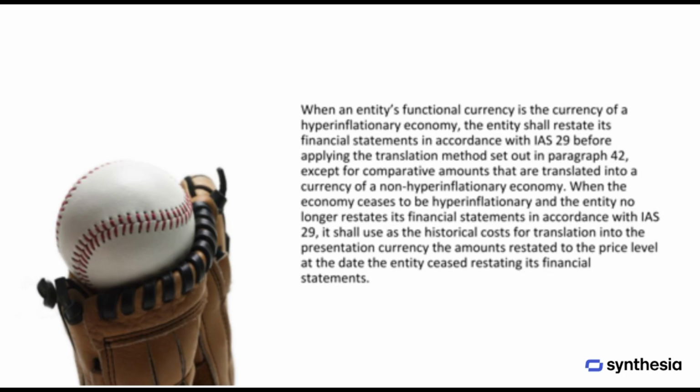When an entity's functional currency is from a hyperinflationary economy, it must first adjust or restate its financial statements according to IAS 29, Financial Reporting in Hyperinflationary Economies, before translating those statements into another currency, as described earlier. However, this restatement is not applied to comparative amounts if they are translated into a currency of a non-hyperinflationary economy. When the economy stops being hyperinflationary and the entity no longer applies IAS 29, it should treat the restated amounts at that stopping point as the new historical costs for translating into the presentation currency.